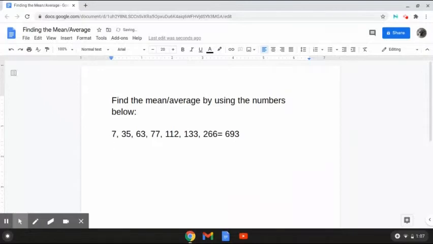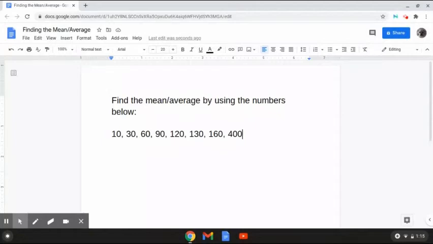Then, from here, in order to find the mean, we're going to take these 693 and divide it by the total value of numbers, which is 7. And that'll give us our mean/average of 99. So the mean/average for this problem is 99 because 693 divided by 7 is 99. And that is how to solve this problem. So I'm going to be doing a couple more with you guys.